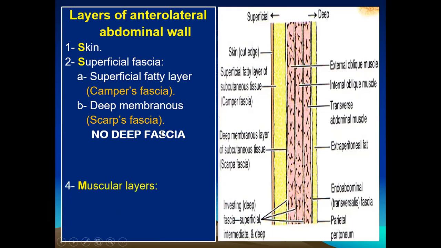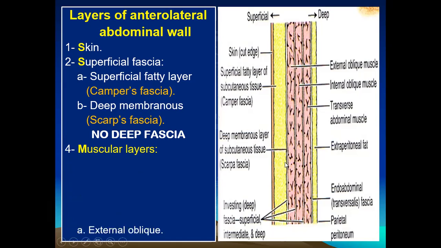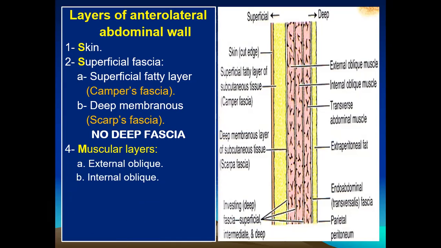Then deep to that we have the muscular layer. There is a thick muscular layer. These are the muscles which are present within the abdomen. Okay. So the muscular layer has 3 layers: the external oblique, the internal oblique, as well as the transverse abdominis.